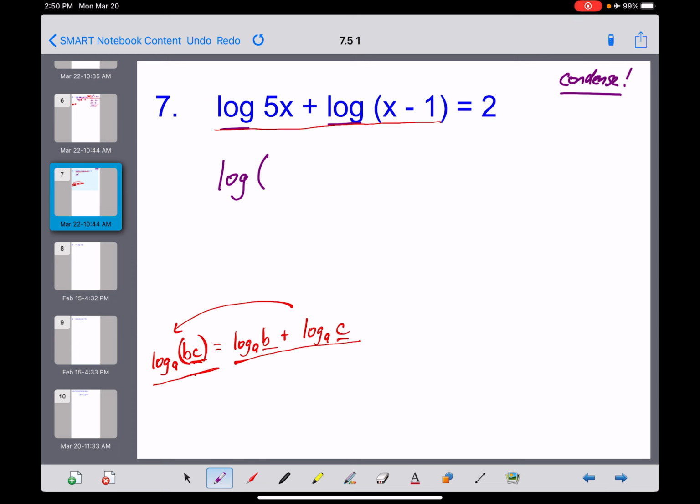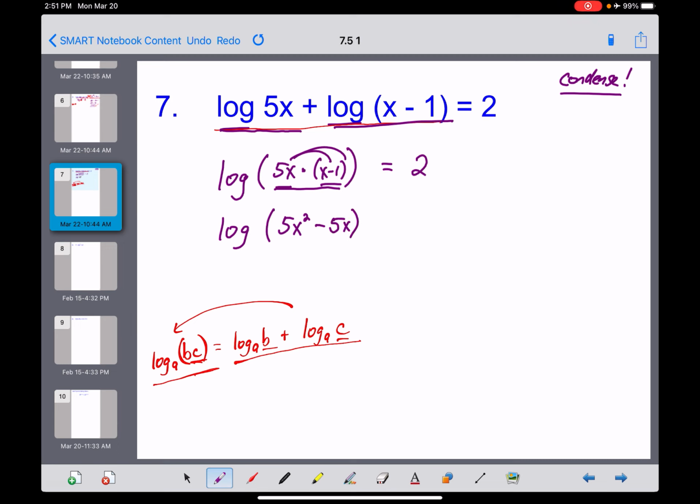So that means, guys, that a log of 5x plus a log of x minus 1 becomes a log of 5x multiplied now by x minus 1. And I need parentheses around that x minus 1 because it's a binomial, all of which equals 2. Well, let's do a little work right here, guys. A monomial times a binomial, this is when we distribute. So this now becomes the log of, oh boy, 5x times x is 5x squared, and then a 5x times minus 1 is a minus 5x. And all of that is equal to 2.